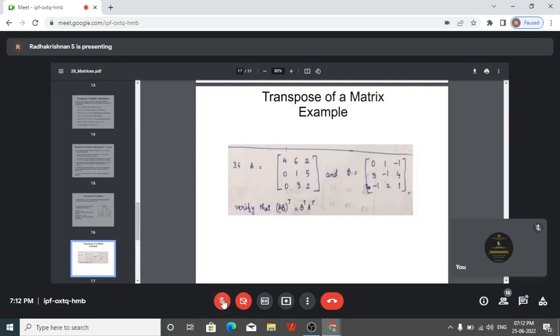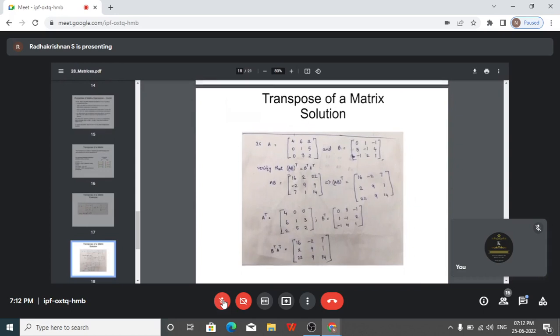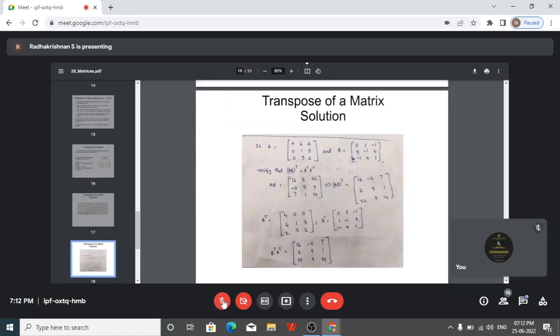Okay, so let me now show the solution. Unfortunately, the matrix is very hard to type, so I had to handwrite it and take a picture. So matrices A and B are given. First I multiply AB. AB you get 16, 2, 22, minus 2, 9, 9, 7, 1, 14. This is AB for everyone.